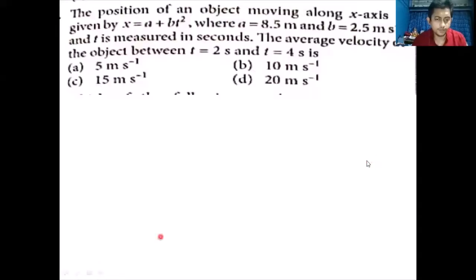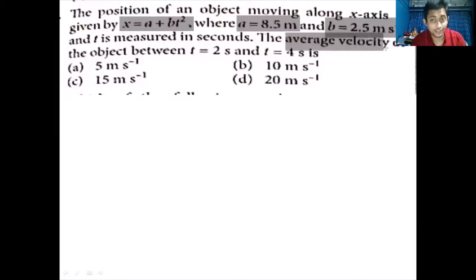So let's look at the question. The question tells that position of an object is given as x is equal to a plus bt square. Here the value of a is 8.5 and the value of b is 2.5. So a plus bt square. What is the average velocity? Not the instantaneous velocity. What is the average velocity between 2 second and 4 second?